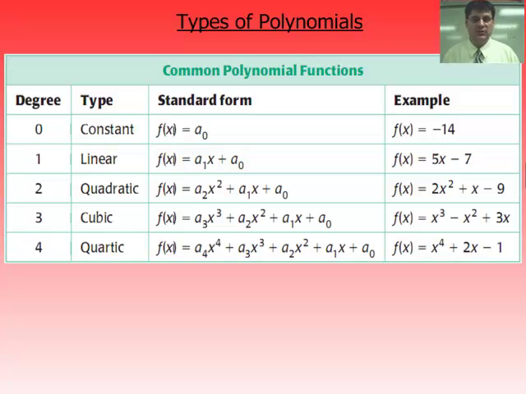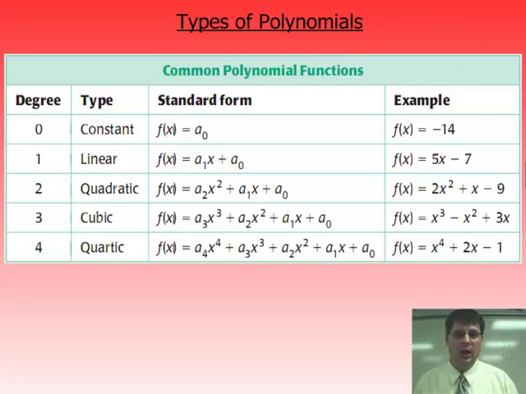Now, there are different types of polynomial functions. You are going to want to write this down because you're going to be held accountable for knowing the degrees from 0 to 4, as well as knowing the types. So you'll need to know the names, how to spell them correctly, and what the standard form looks like, and here are some examples so you can see what that looks like.